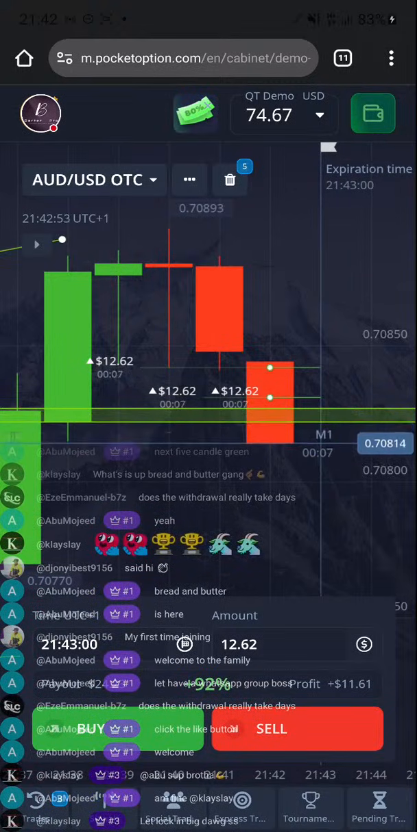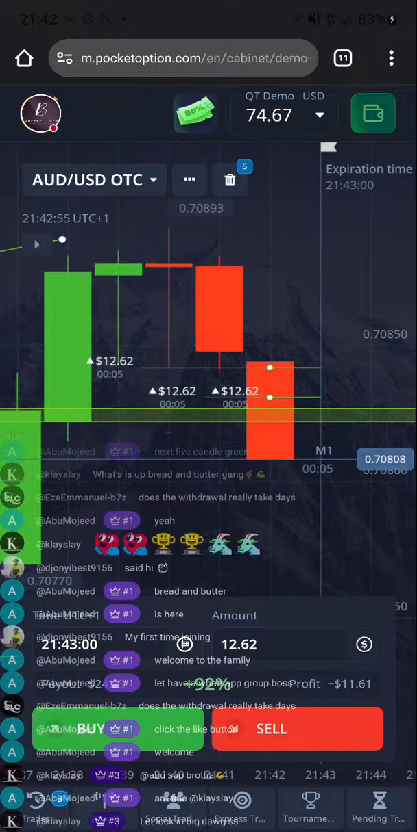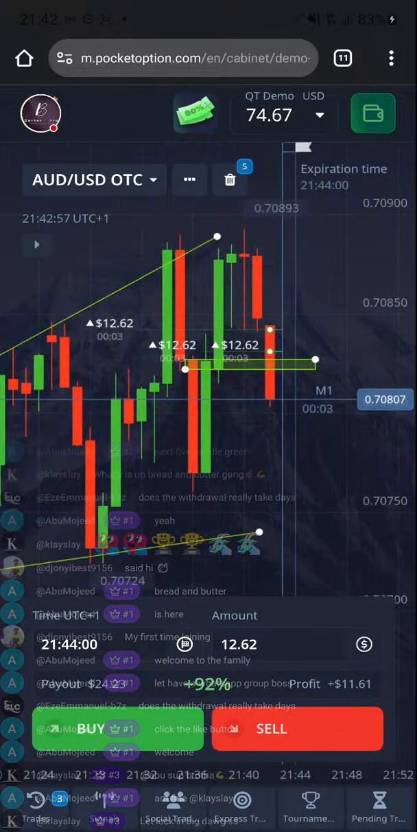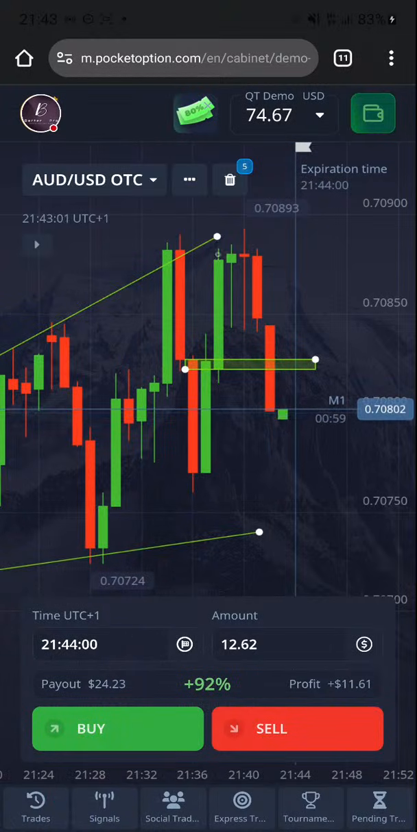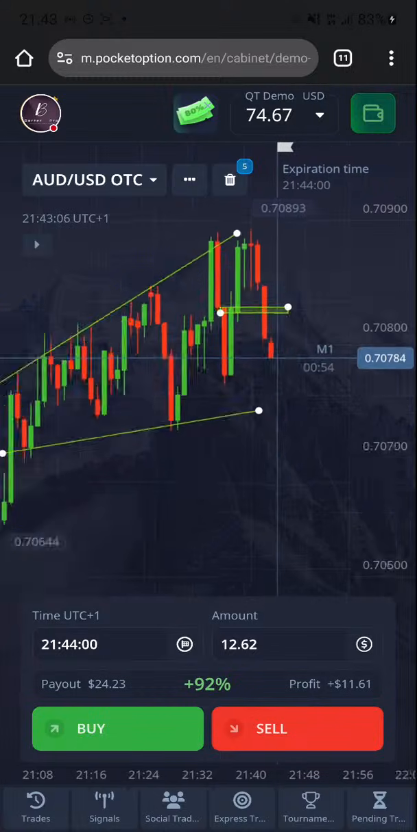Oh, this was meant to be a green candle. Why is it pushing to the downside? It was meant to be a green candle. We have a morning star pattern. We have a gap down in favor of buyers, but no problem.